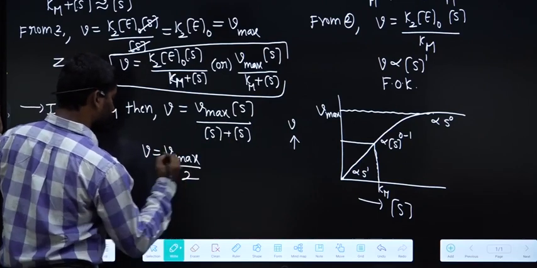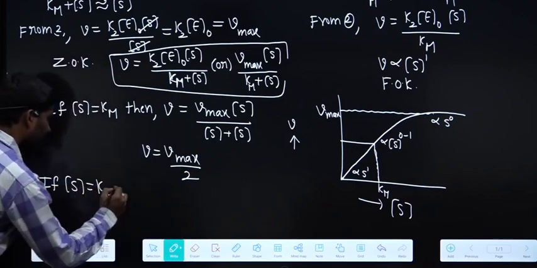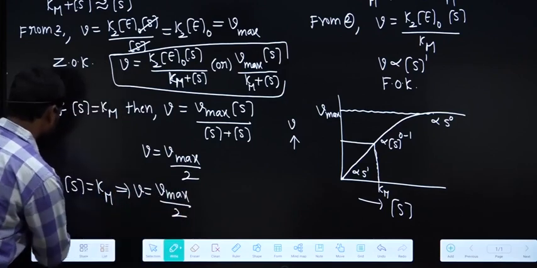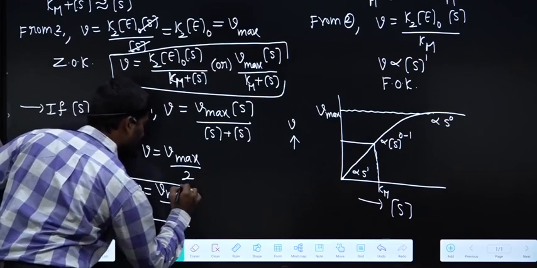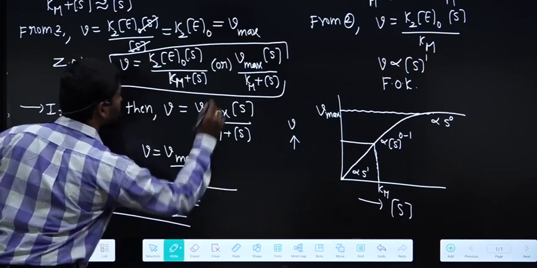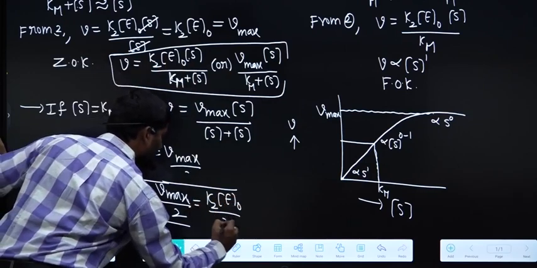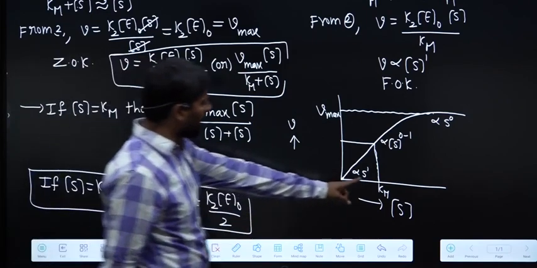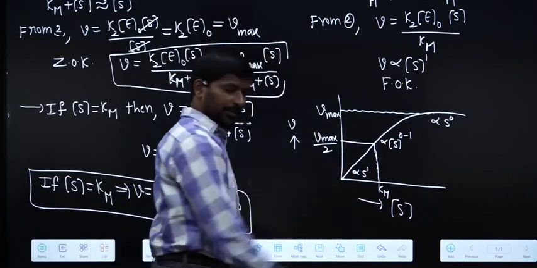V max by 2. So that means if concentration of S is equal to Km, then V is equal to V max by 2. So we'll get half of the maximum rate. V max is nothing but K2 into E naught. So K2 into E naught by 2. So if concentration of substrate is equal to Km, then rate obtained is nothing but half of the maximum rate.